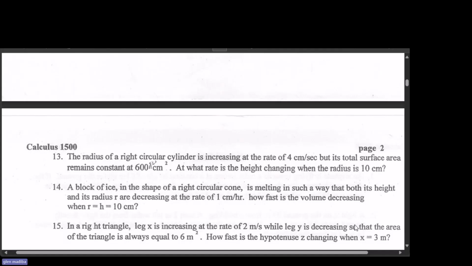Then we end up having x dx over dt, x is 3, dx over dt is 2, plus y is 4, multiplied by dy over dt, we just found it to be minus 8 over 3, which equals z, which we found to be 5, times dz over dt. dz over dt is what we're looking for. We just simplify, then we end up having dz over dt equal to minus 14 over 15. So the side is decreasing at a rate of 14 over 15 meters per second.